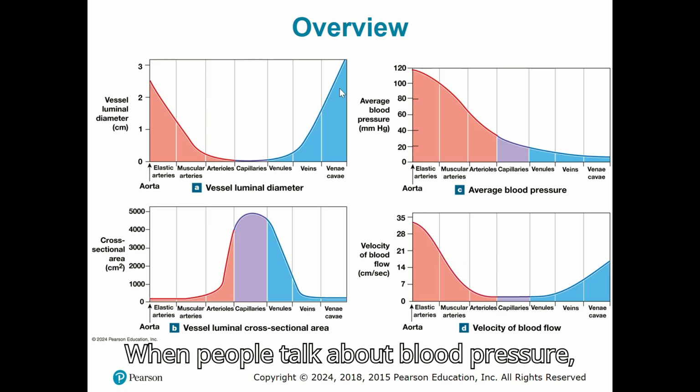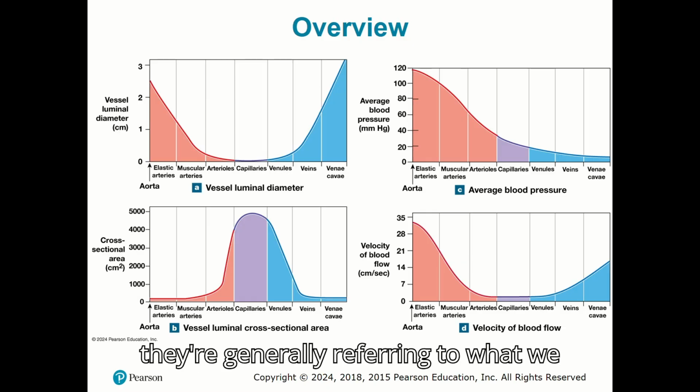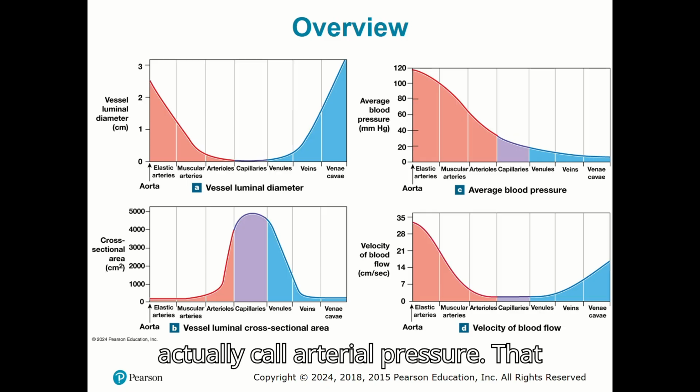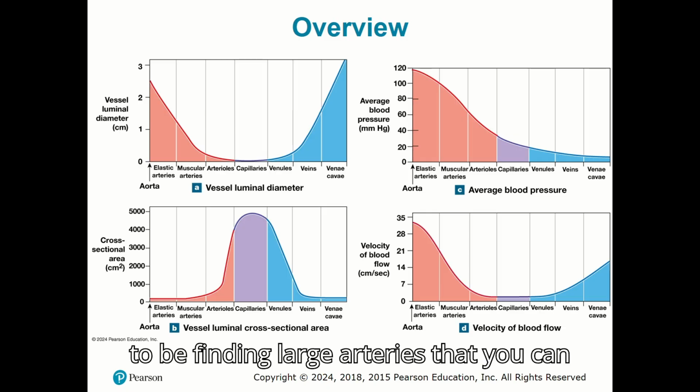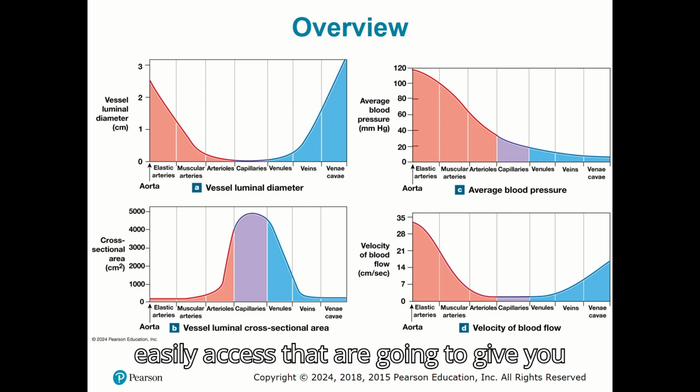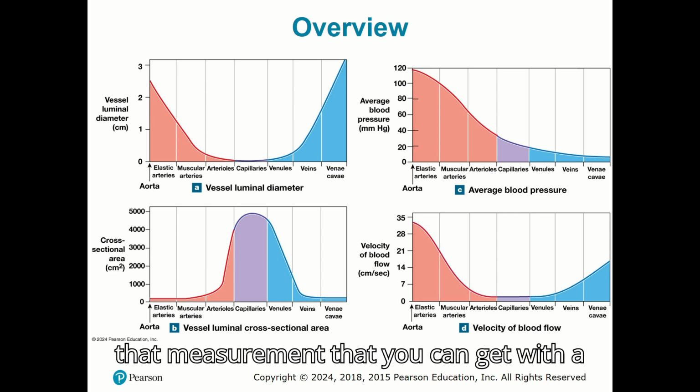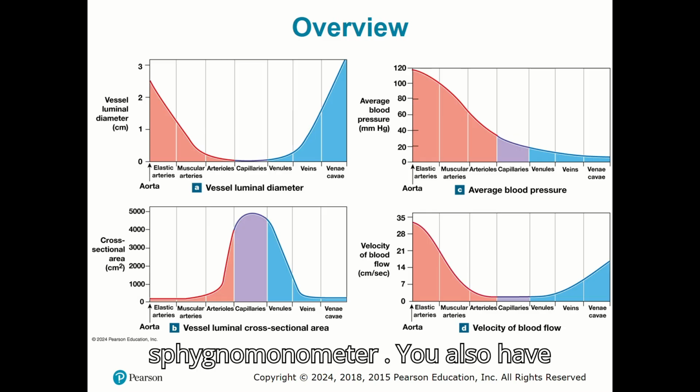When people talk about blood pressure, they're generally referring to what we actually call arterial pressure. That arterial pressure is found in large arteries that you can easily access, which gives you that measurement that you can get with a sphygmomanometer.